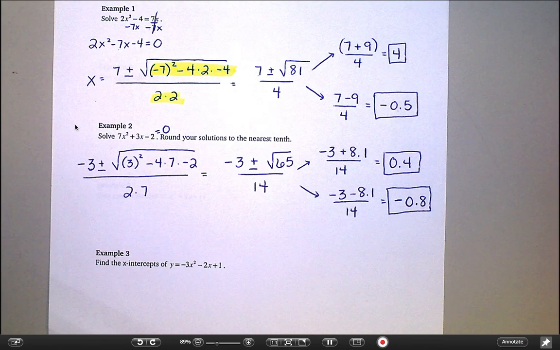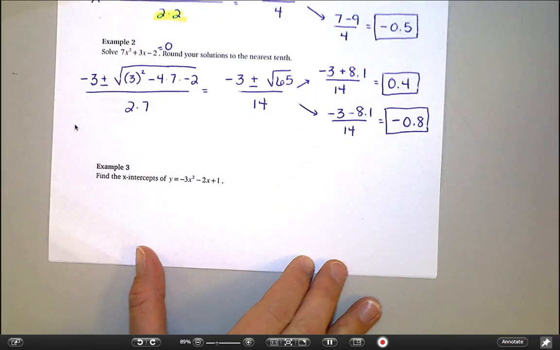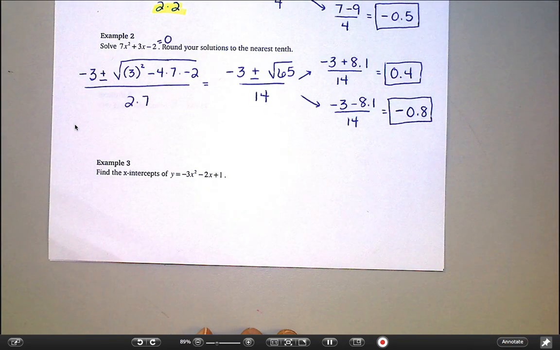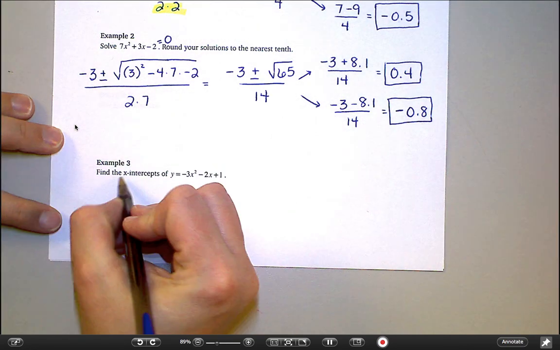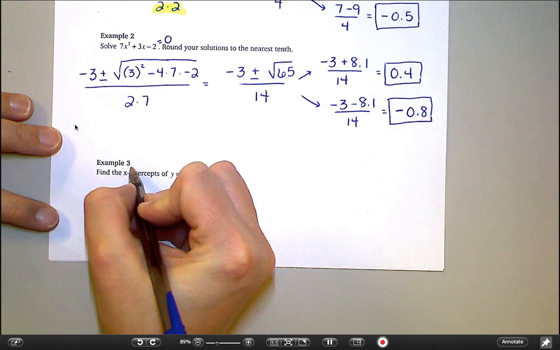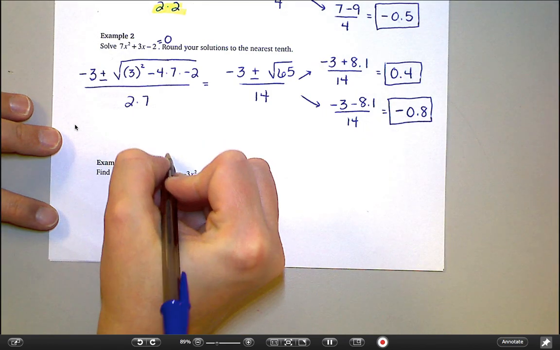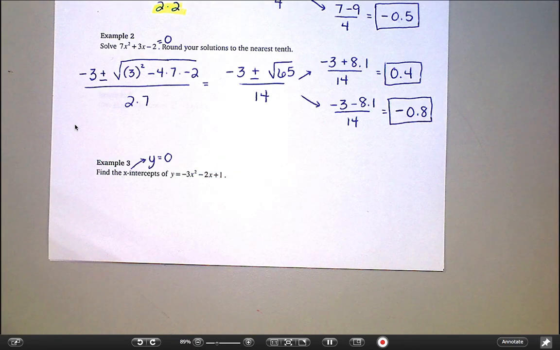Okay, so one more example to cover today. And notice this question is totally different than the first two. The first two said solve. This one says find the x-intercepts. Okay, well look at this. Well, anytime we're finding the x-intercepts for anything, we know that y is going to equal 0, right? That's what we learned about x-intercepts, is it's where y equals 0.